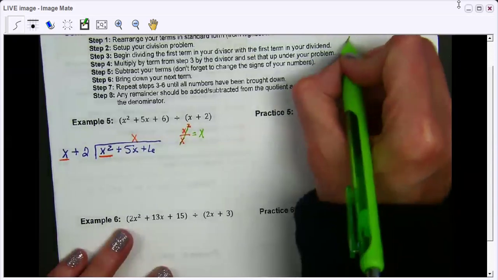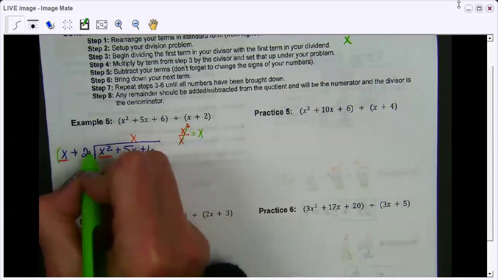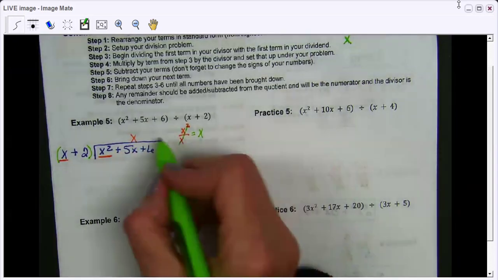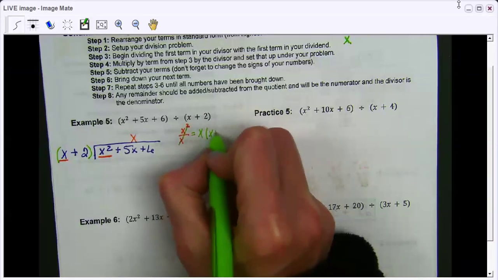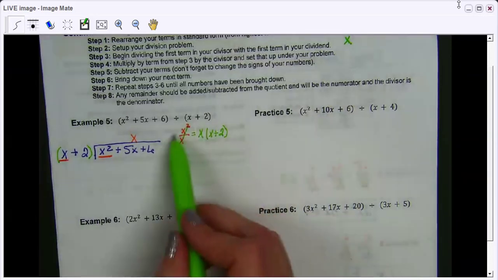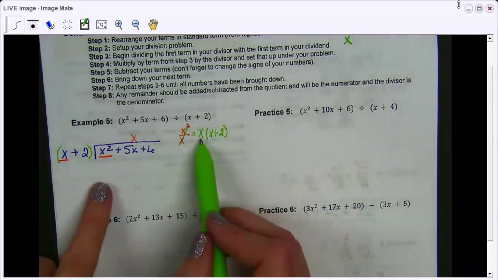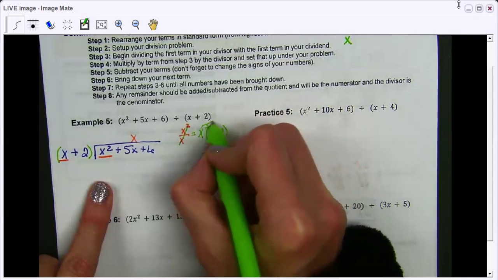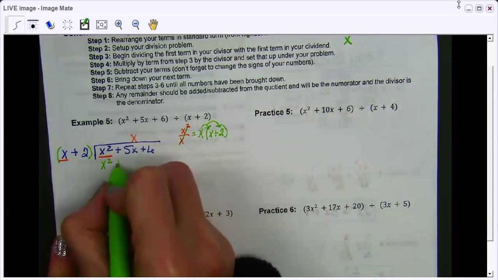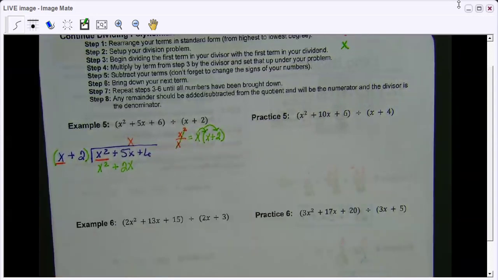So now, after we divide, we multiply. We're going to take x and multiply it by x plus 2. So we take our x over here and multiply it by x plus 2 here. Now you do not have to write this work on the side. When we multiply, I'm just distributing my x and I get x squared plus 2x. So I've divided and I've multiplied.